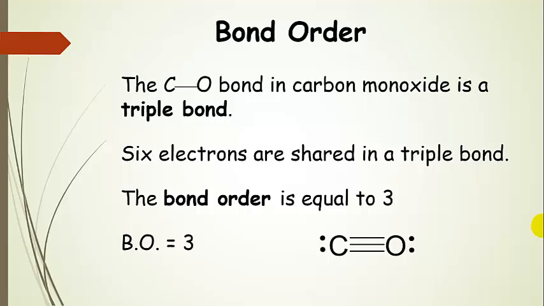Now, I haven't shown it in this video, but once we start talking about resonance, we're going to see that bond orders don't have to be a whole number. They can be fractions, and so we'll see that later on. But right now, what you need to keep in mind are single bonds, double bonds, and triple bonds.